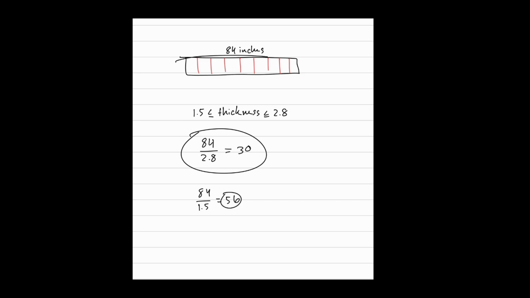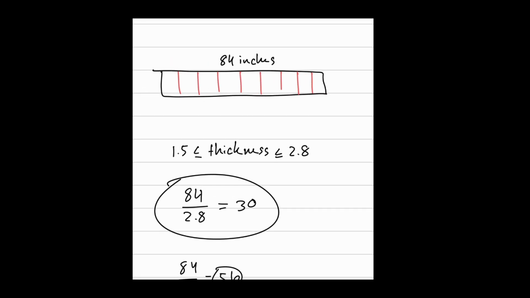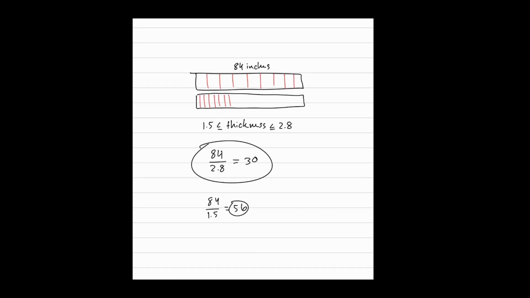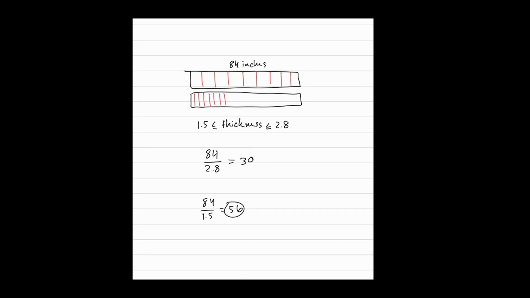So this picture here represents if the books are all very thick. Let's say I drew another example, but this time all the books are very thin. You can see that more books can fit on the shelf. So that's the point. The smallest number of books that can fit on the shelf is 30 books, and the biggest number of books that can fit on the shelf is 56. So I can say that the number of books that can fit on the shelf is between 30 and 56, right?